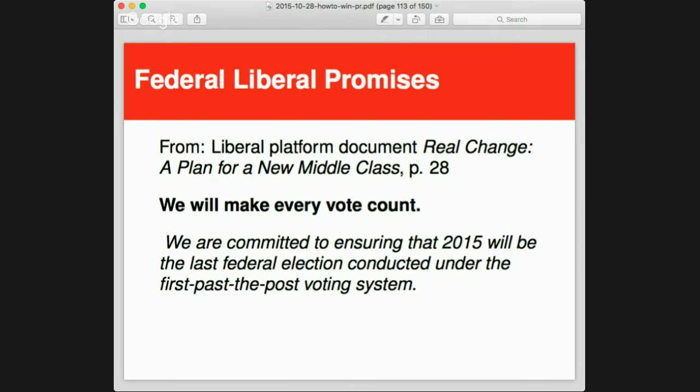And then, of course, there's the federal Liberal promise. We will make every vote count. I wonder where they stole that slogan from. We are committed to ensuring that 2015 will be the last federal election conducted under the first past the post system. But they didn't say anything about proportionality.